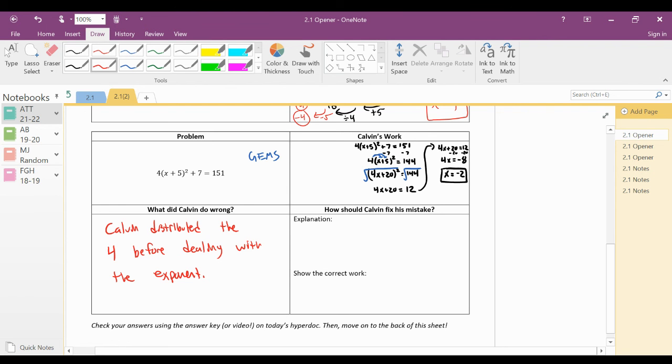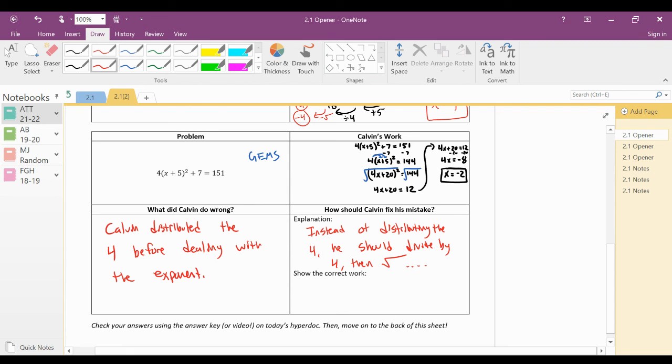Now, that doesn't mean that we should be square rooting either. I think instead of distributing the 4, realistically, we should just be dividing by that 4. But unfortunately, you can't multiply that 4 in there until we have no exponent present, which I don't think we have to do in this case. How should Calvin fix his mistake? Instead of distributing by 4, I think he should divide by 4 and then square root. So instead of distributing the 4, he should divide by 4 and then continue the problem.